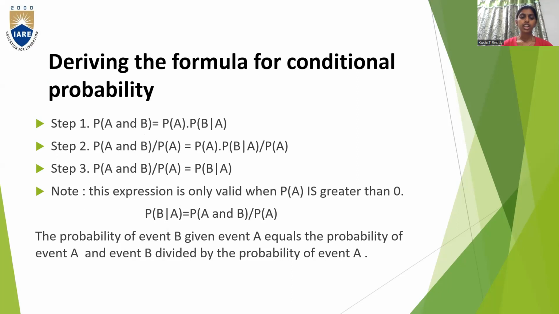Deriving the formula for conditional probability. In step 1, P(A and B) = P(A) × P(B|A). In step 2, P(A and B) / P(A) = P(A) × P(B|A) / P(A). And in step 3, P(A and B) / P(A) = P(B|A). Note, this expression is only valid when P(A) is greater than 0. So P(A and B) / P(A) = P(B|A). The probability of event B given event A equals the probability of event A and event B divided by the probability of event A.